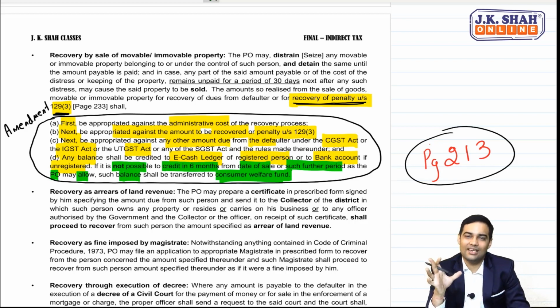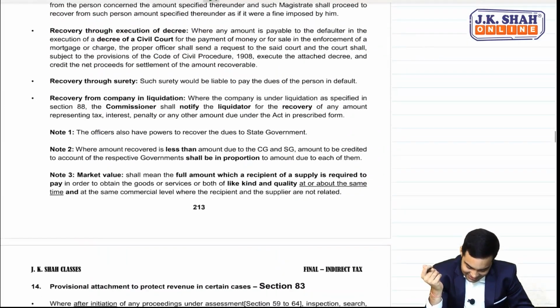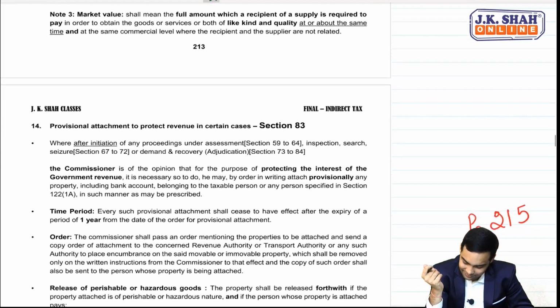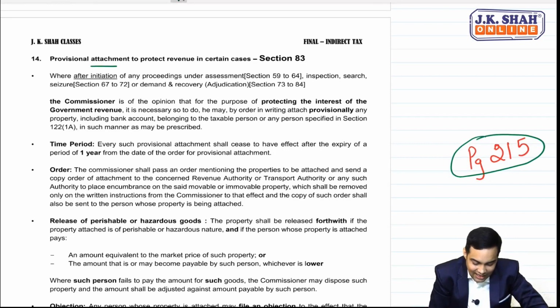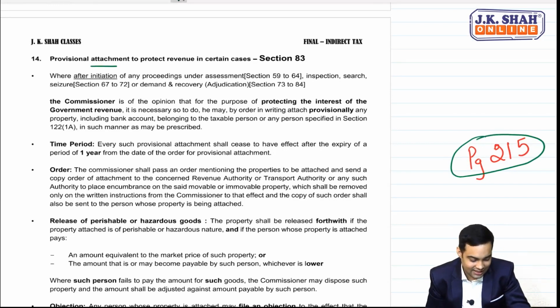Recovery, movable and immovable property. This comes through a rule. That rule has been amended, and that's why we have added it here. Then you have page 215. Provisional attachment. Sir, what is this provisional attachment?